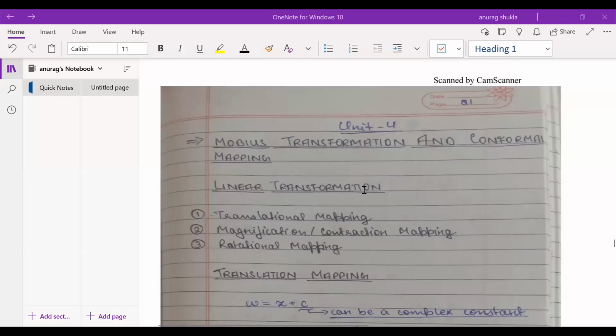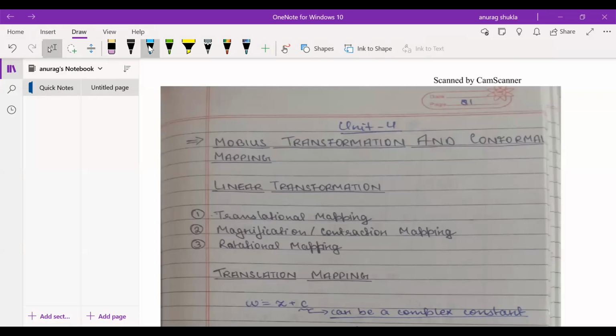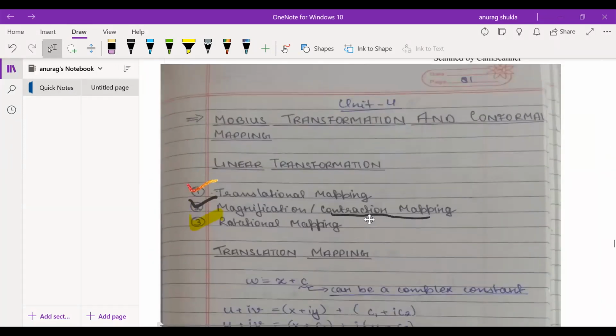So what is linear transformation? Linear transformation we will study in three parts. First is translation mapping. Second is magnification or contraction mapping. Third is rotation mapping. So we are going to start with translation mapping. What is translation mapping?